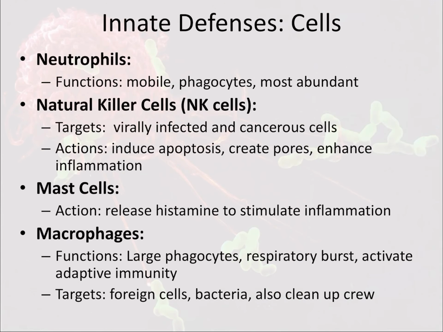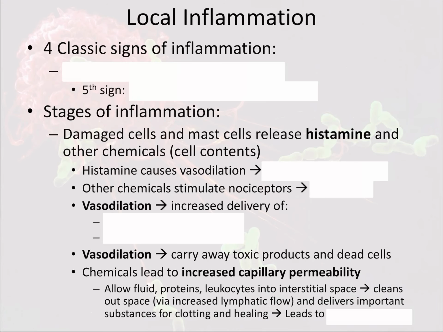Okay, so the other cells, we've already talked about these in the blood, composition of the blood notes: neutrophils, natural killer cells, okay, mast cells, macrophages. Just a brief review of those definitions there.